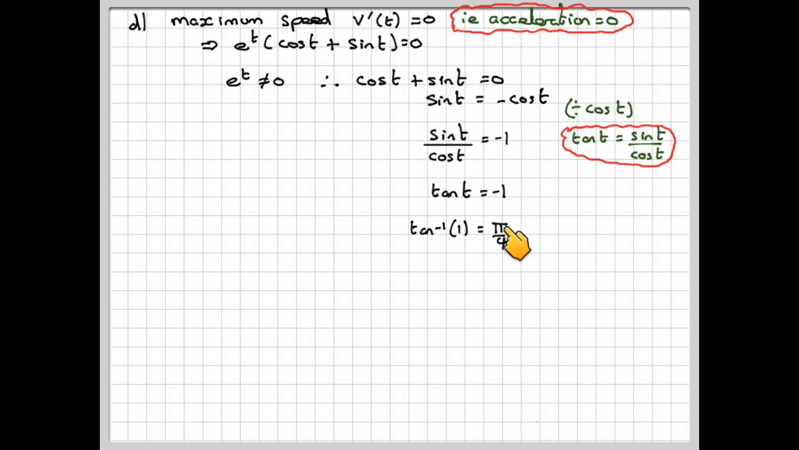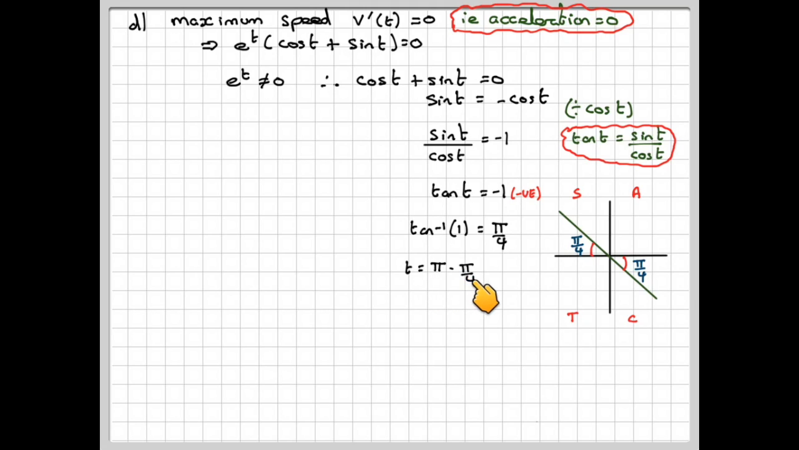Tan to the minus 1 of 1 is pi over 4. Do our CAST diagram. We want to know where it is negative. So where is tan negative? It's here, the second and the fourth quadrant. So we draw our angles in there, making our angle with the x-axis. We're solving between 0 and 2 pi. So we get t is equal to pi minus pi by 4, or 2 pi minus pi by 4. That gives me 3 pi by 4 or 7 pi by 4.